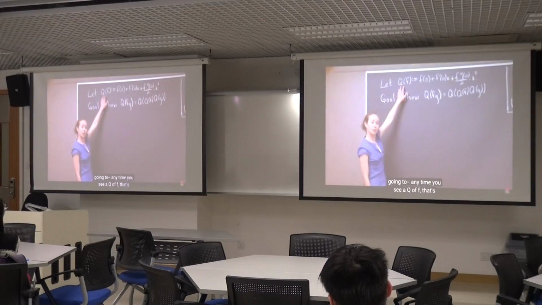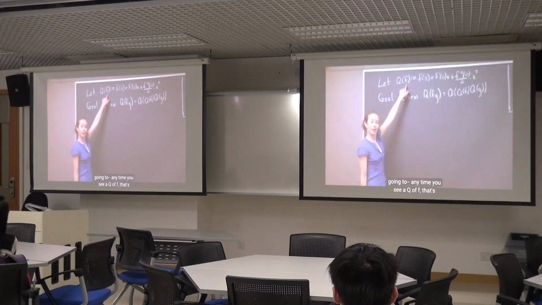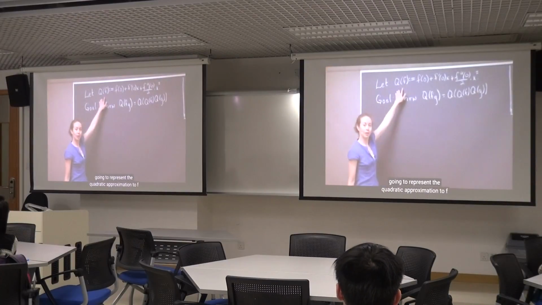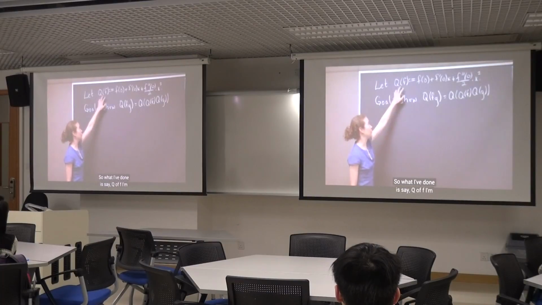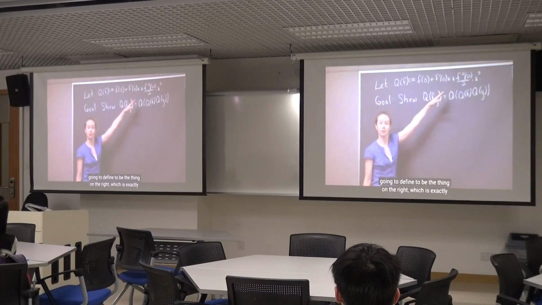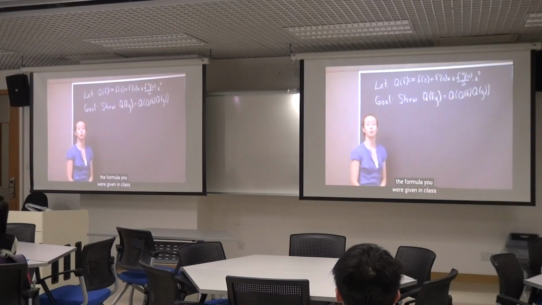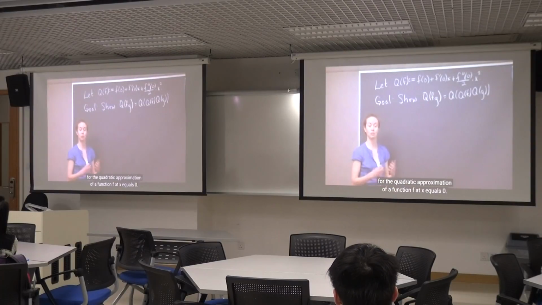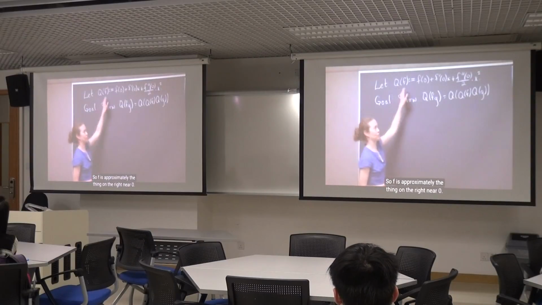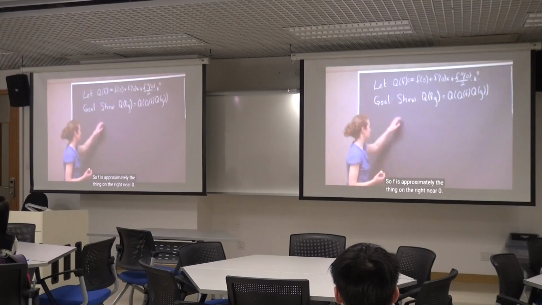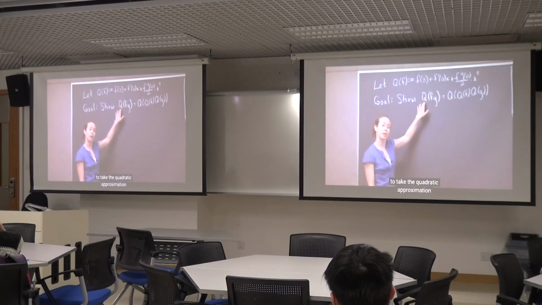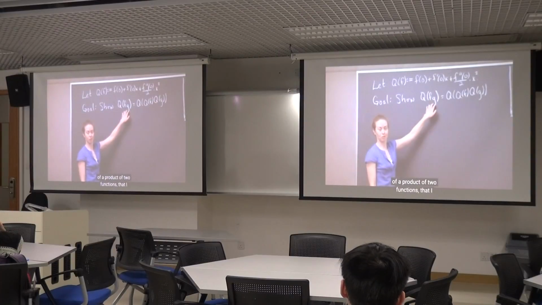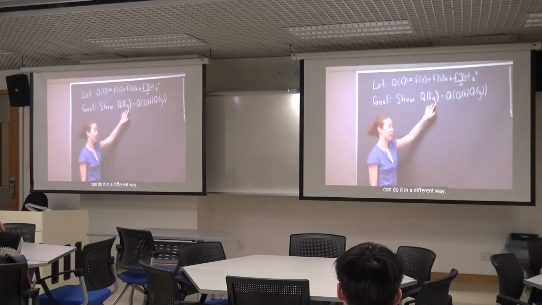Anytime you see a q of f, that's going to represent the quadratic approximation to f at x equals 0. So what I've done is say q of f I'm going to define to be the thing on the right, which is exactly the formula you were given in class for the quadratic approximation of a function f at x equals 0. So f is approximately the thing on the right near 0. Our goal is to show that if I want to take the quadratic approximation of a product of two functions, that I can do it in a different way.